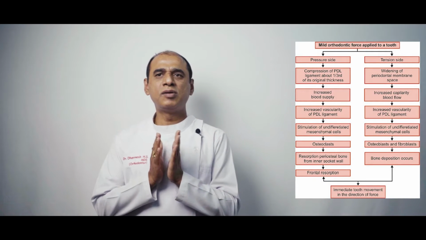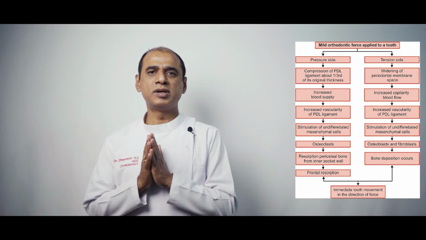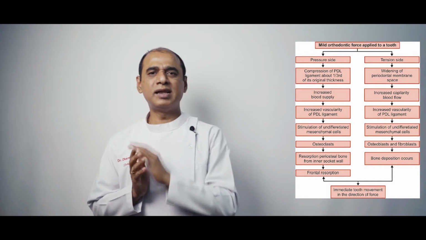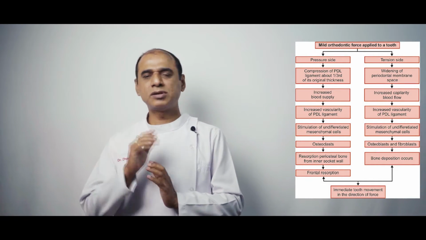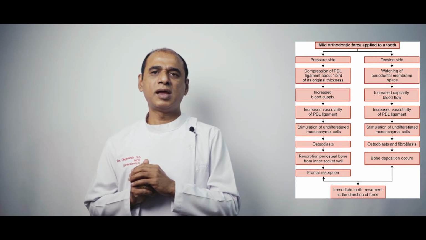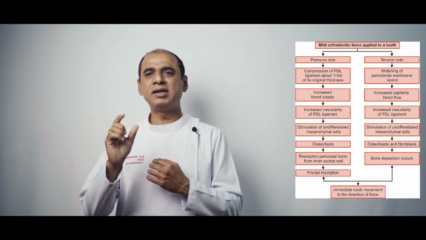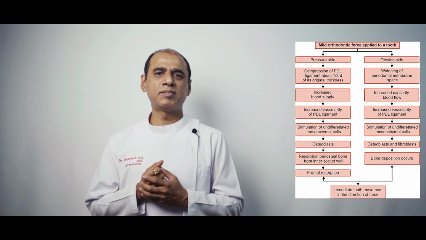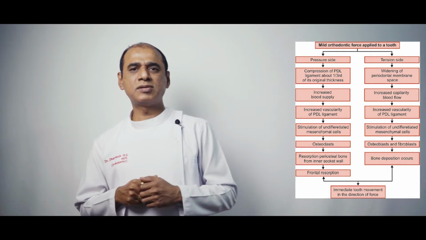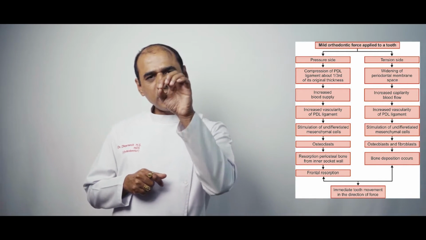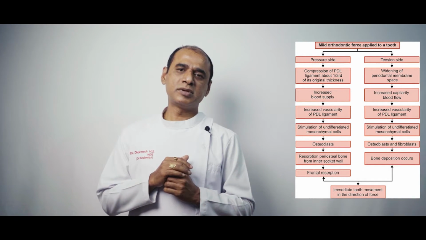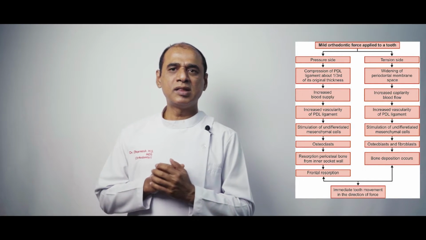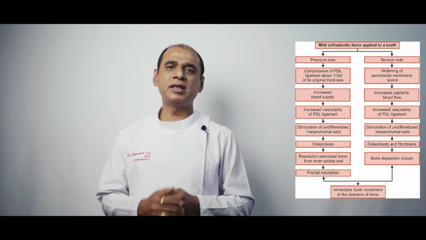Tissue changes during orthodontic tooth movement. It is explained under 3 headings: at the pressure zone, at the tension zone, and other areas like pulp, dentin, gingiva, and cementum. The tissue changes at the pressure zone are: if you apply a light force, there is frontal resorption. If you apply heavy force, there is hyalinization and undermining resorption.